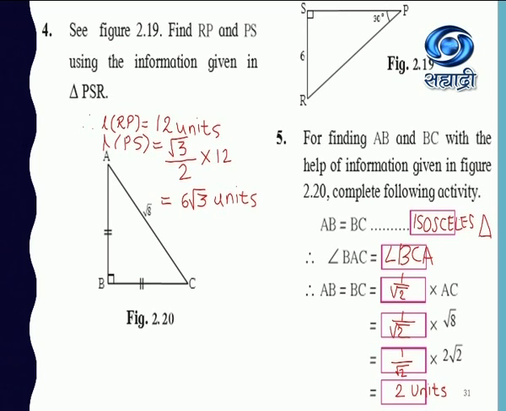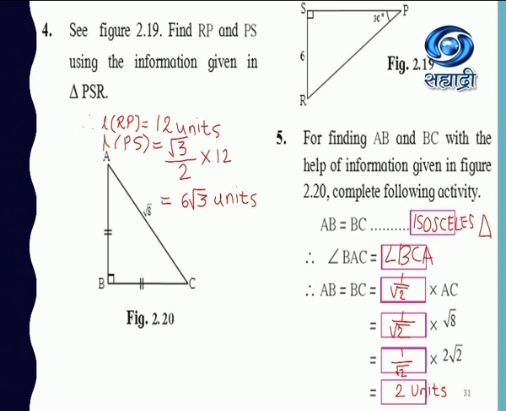And when we have that, we can find the side opposite to 60 degrees, that is PS, root 3 upon 2 times 12, that is the hypotenuse. So if you cancel 12 by 2, you get 6 root 3. This is the answer of this lesson example 4.